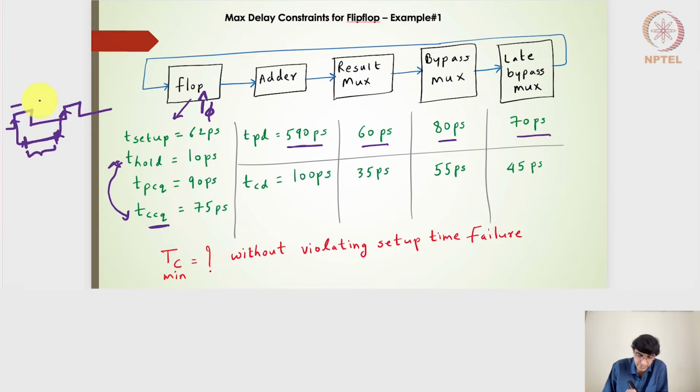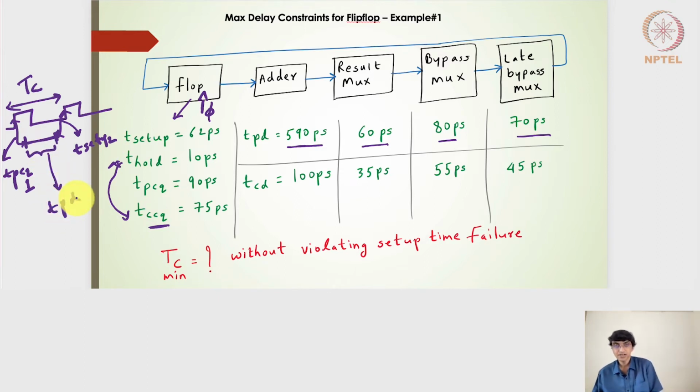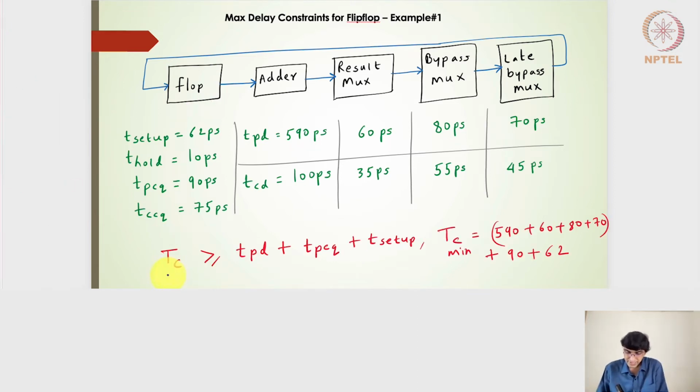So the minimum clock duration so that we don't get into setup time failure will be the addition of three components. The first is the TPCQ of the first flip-flop. The second is the T setup of the second flip-flop. Here both the flip-flops are the same. And the third is the combinational circuit propagation delay. So what we have seen is TC should be greater than TPD plus TPCQ plus T setup.